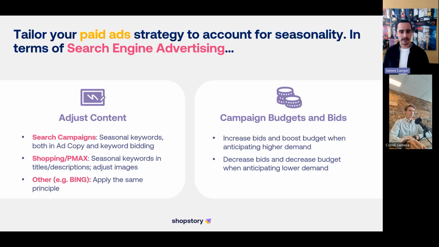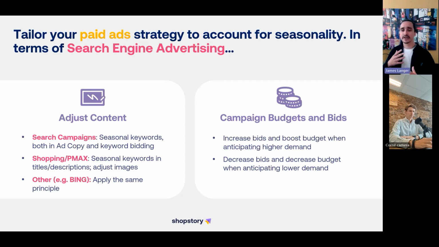So in terms of search engine advertising, there's essentially 2 parts, and you're going to see repetition in all these theoretical parts, which is content and budget. So in SEA, we want to adjust all of our content. When we're looking at search campaigns, we're talking about including seasonal keywords, both in your ad copy and in your keyword bidding. So all that data that you get out of your Search Console can be used here in your search campaigns. The same goes for shopping and PMAX, including those seasonal keywords in your titles, your descriptions, and of course, with an understanding of the seasonality behind those, adjusting images and so on. And if you've got any other sorts of search engine advertising, for example, Bing, then you can apply the same principle.